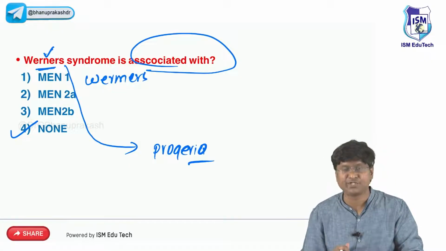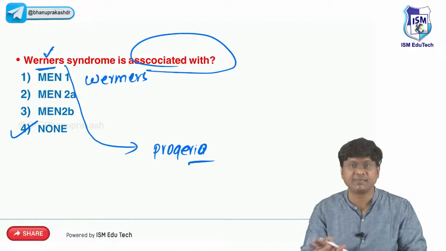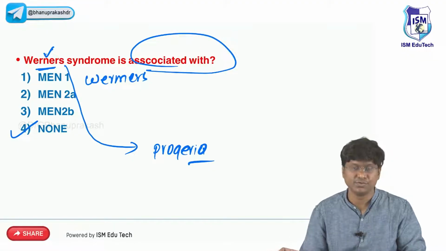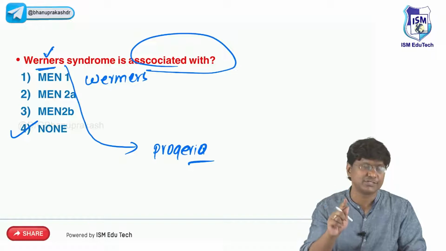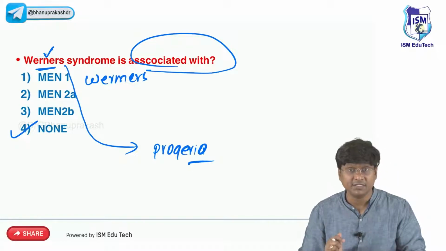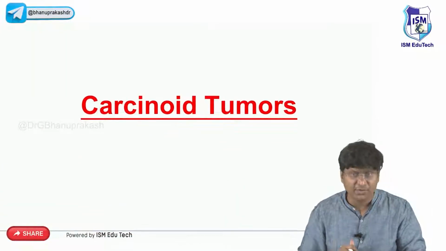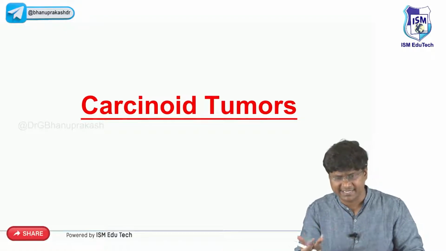Which is nothing but premature aging. So this is about your MEN syndromes, right? And the last two topics will be carcinoid syndrome as well as the glucagonoma, right? Now you take this carcinoid. What exactly is this carcinoid?